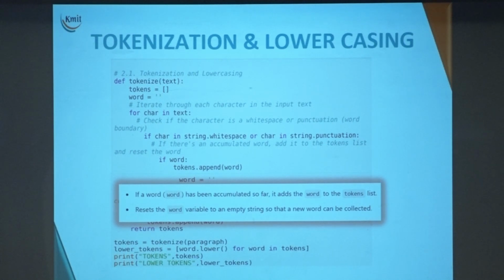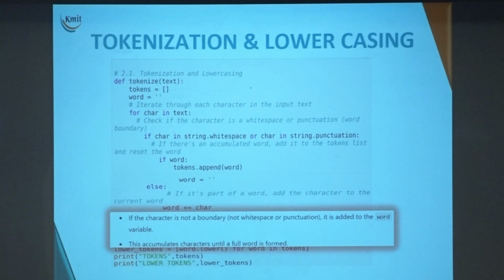Now suppose no boundary is encountered, then that means the word is still not completed. You keep appending the character. If the character is not a boundary, then you add it to the word variable until a full word is accumulated. So now you are able to read character by character, understand where the word is completing, and fill that word into your token list. So you have tokenized. Individually, you now have a list of words serving as tokens.